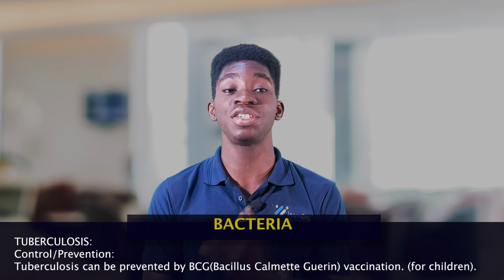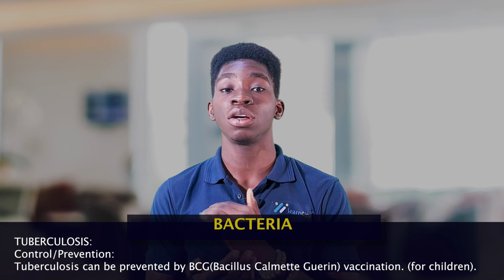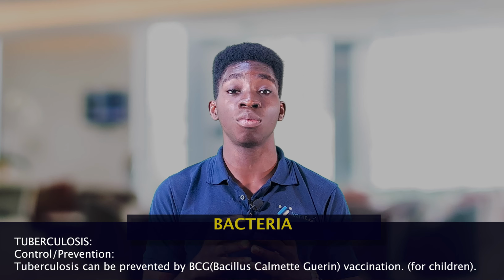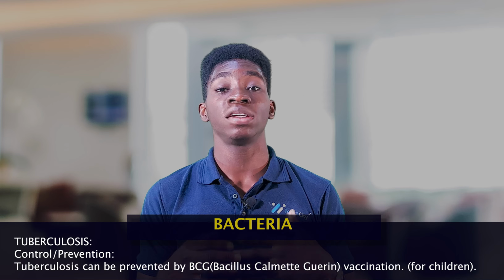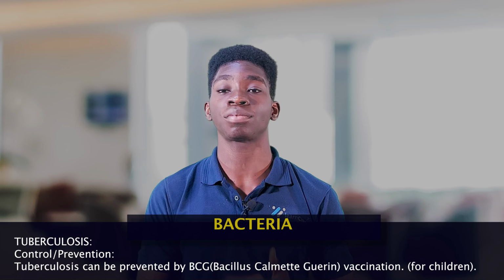Now let's talk about the control and prevention of tuberculosis. We can prevent or control tuberculosis by vaccination. That's BCG vaccination, which means Bacillus Calmette-Guérin vaccination, and it's mostly for children. So we can prevent tuberculosis by giving BCG vaccination to children.